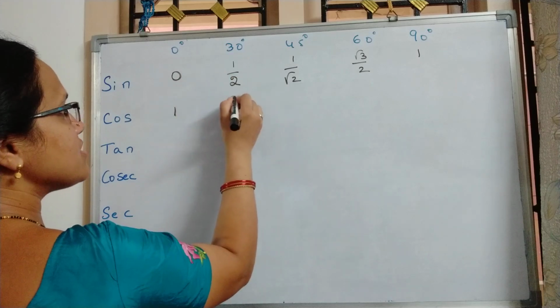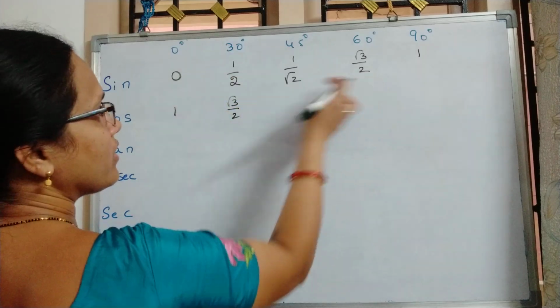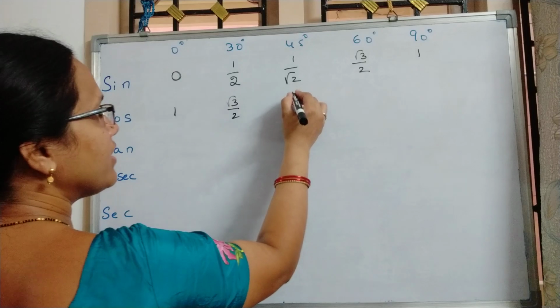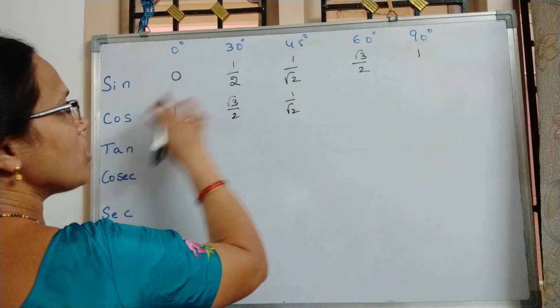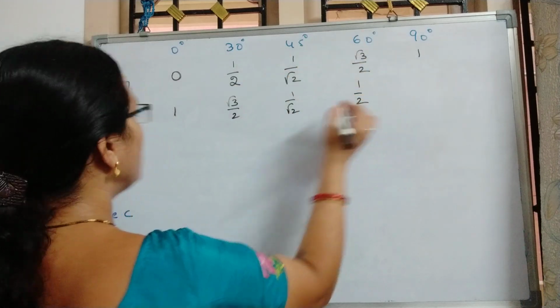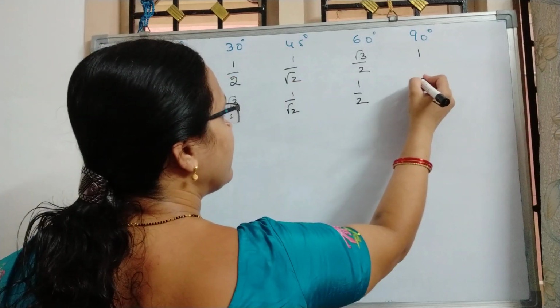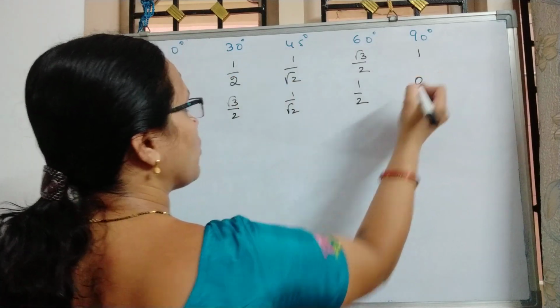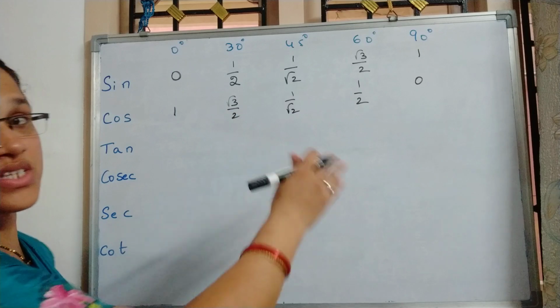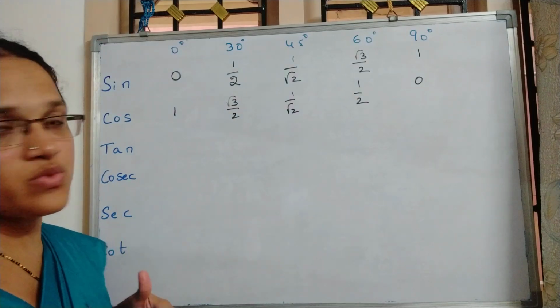Cos 30 degrees is root 3 by 2. Cos 45 degrees is 1 by root 2. Cos 60 degrees is 1 by 2. And cos 90 degrees is 0. Just write the vice versa of that.